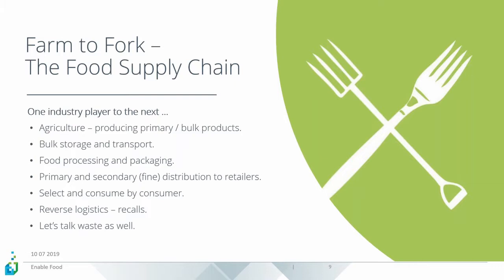But normally the bulk or primary distribution is sending a mix of goods from your manufacturing plant to the central distribution center of a retailer. And then the secondary or fine distribution is where the retailer takes your products and maybe 150 other products, loads them on a truck and sends them to their own outlet. So they're distributing many different products from many different manufacturers.